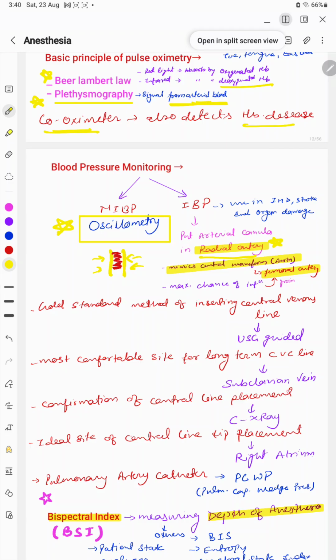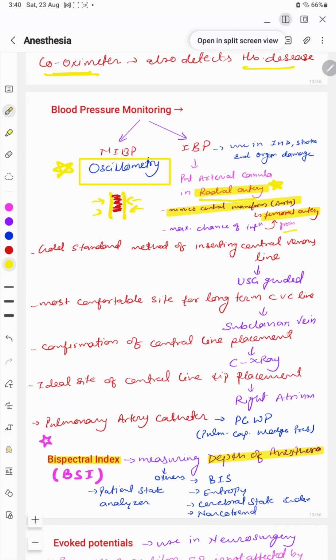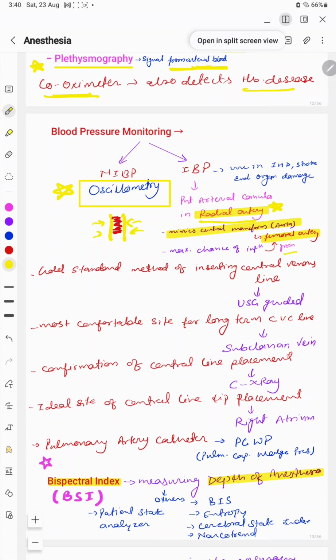Which artery mimics the central waveform? Like the aorta, the femoral artery, so we also use the aorta and femoral artery for central line. Maximum chance of infection is in the femoral artery, because it is in the groin part. Now these are all important questions you need to remember.